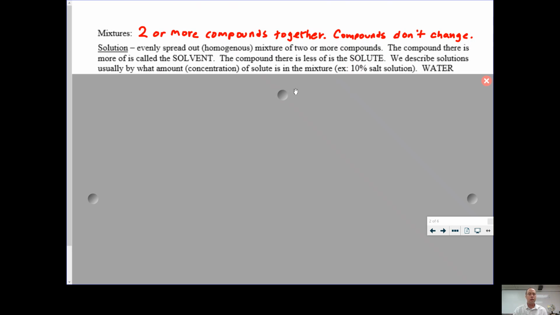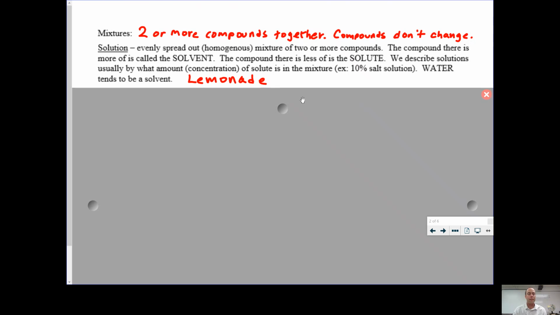One is called a solution. A solution is an evenly spread out mixture of 2 or more compounds. The compound that there is more of is called the solvent, and the compound that there is less of is the solute. So we describe solutions usually by the amount or concentration of the solute in the mixture. For example, we'll say this is a 10% salt solution, where we're assuming that the solvent is water. Lemonade is an example of a solution.